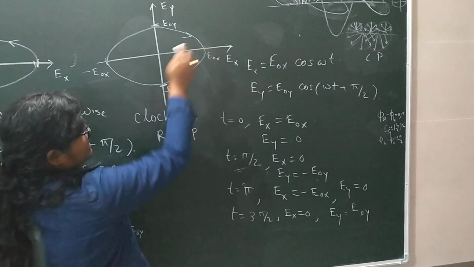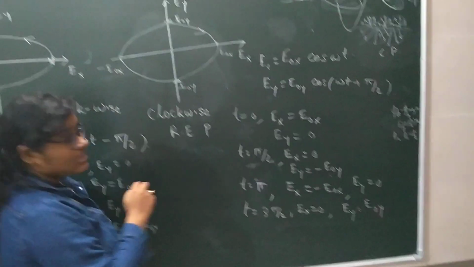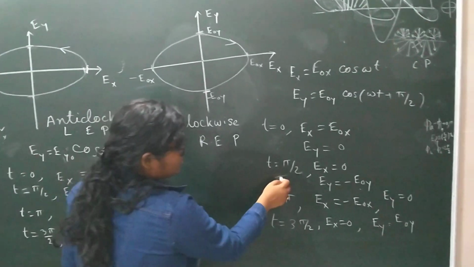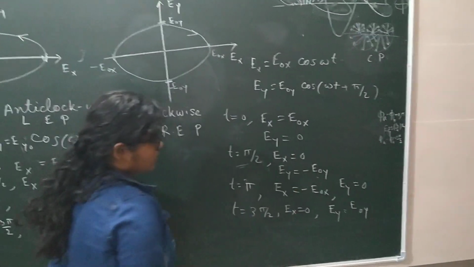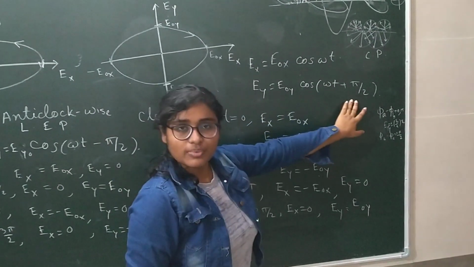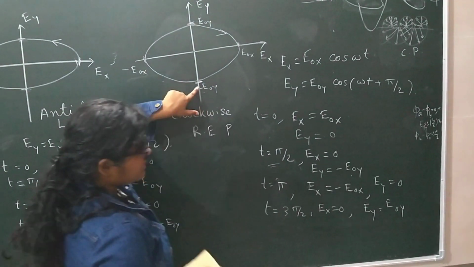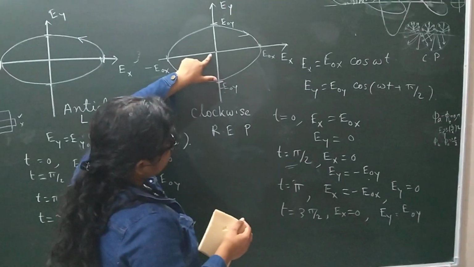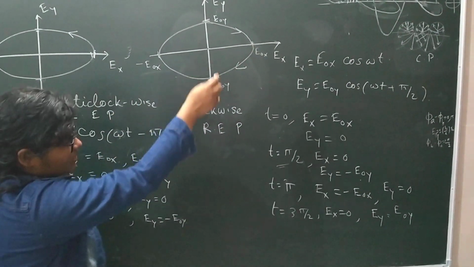So let us suppose this is the t equals 0 time. The electric field along x will be E naught x and the electric field along y is 0. Now at omega t equals pi by 2, Ex equals 0 and Ey equals minus E naught y, because this component will be cos pi by 2, which is 0, and this component will be cos of pi by 2 plus pi by 2, that is cos pi, that is minus 1, so minus E naught y. So the electric field vector along y will be minus E naught y and along x it will be 0. So you get this position. The rotation is like this. This is the clockwise rotation.